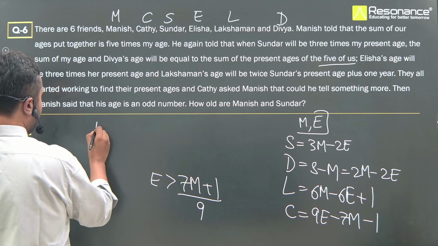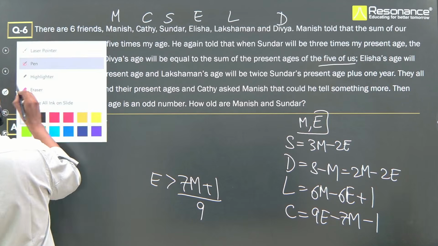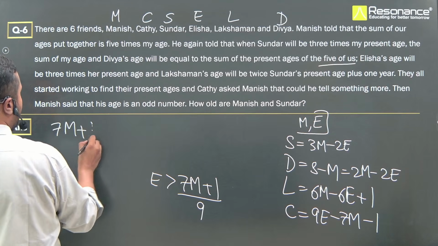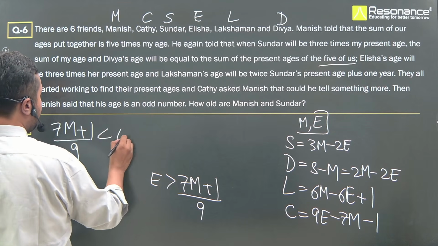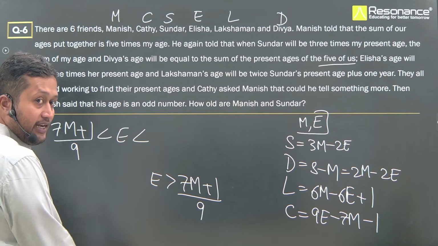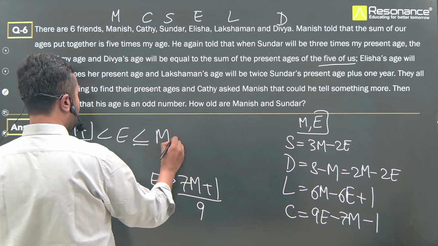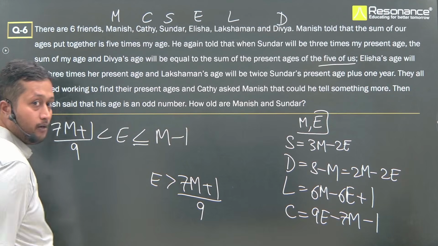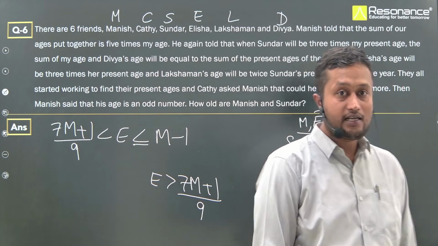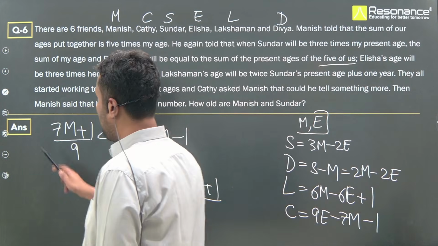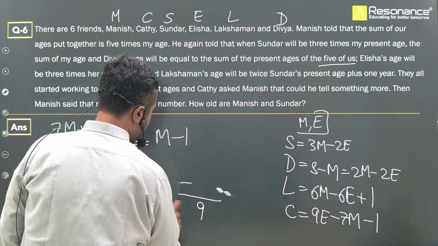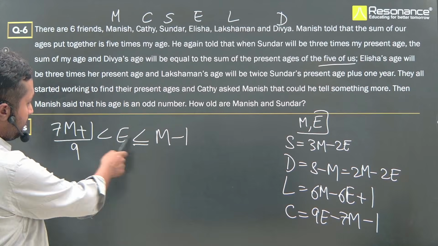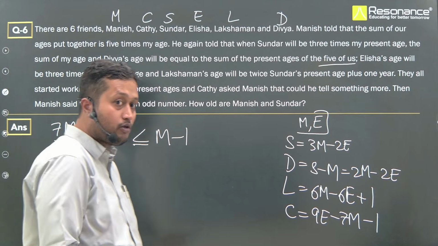Let's write that. So (7M plus 1) divided by 9 must be less than E, and E is supposed to be less than M. So I can say it is less than or equal to M minus 1. And if I want to tighten this up, I can put the ceiling function and make that strict inequality into less than or equal to. Okay. Since we have also captured this, I can remove that. That's all. So E must satisfy those two inequalities.